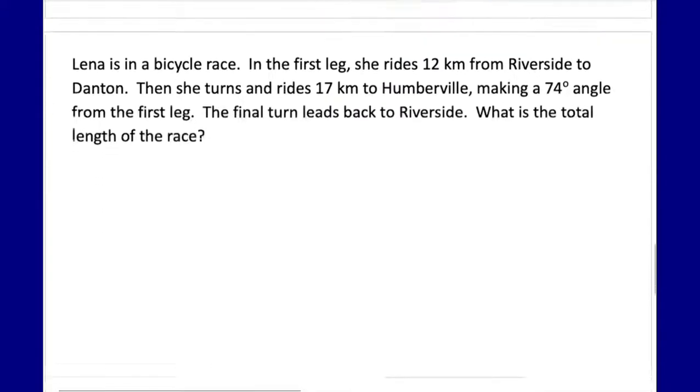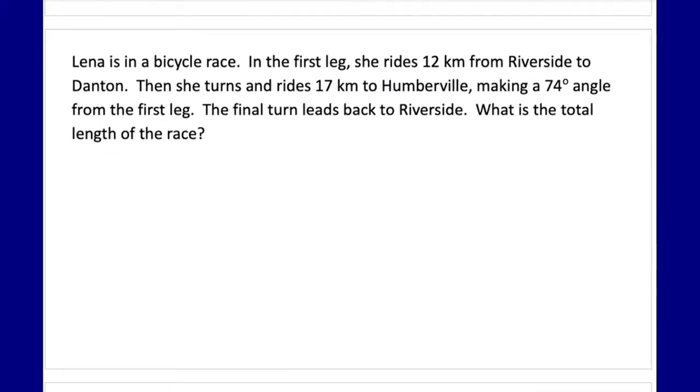In our final example, Lena is in a bicycle race. In the first leg, she rides 12 kilometers from Riverside to Danton. Then she turns and rides 17 kilometers to Humbersville, making a 74-degree angle from the first leg. The final turn heads back to Riverside. What is the total length of the race?